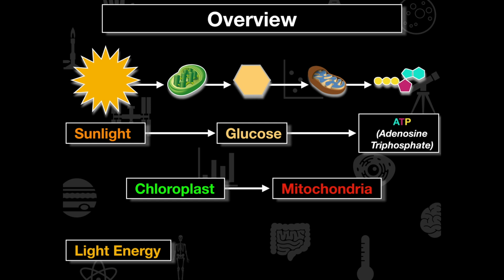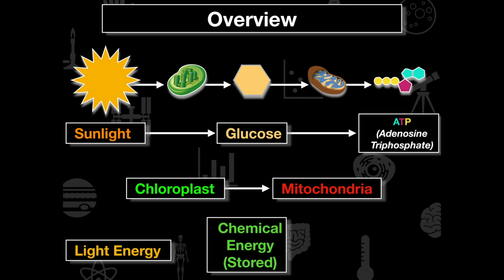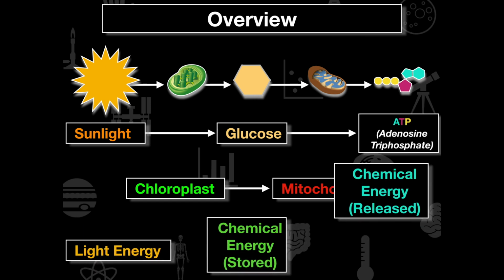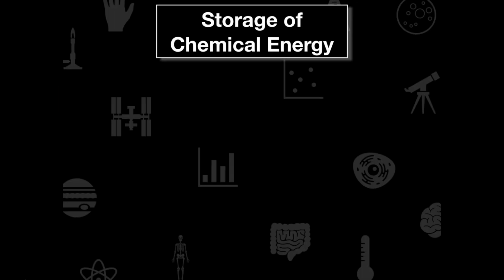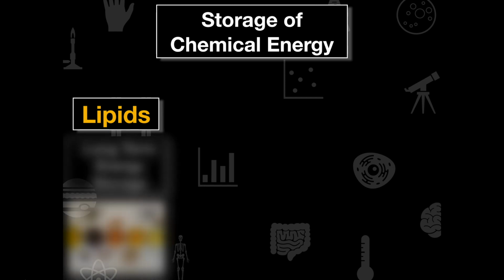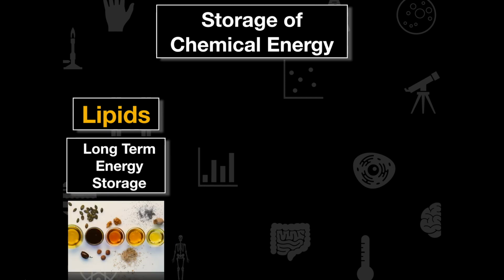So we're going from light energy to chemical energy that's stored in that glucose, and then to chemical energy that's released very, very quickly via that ATP. So if we're thinking of storage of chemical energy, we're going to have lipids, which we've already talked about. And lipids are going to be for really long-term storage of energy in plants and animals.